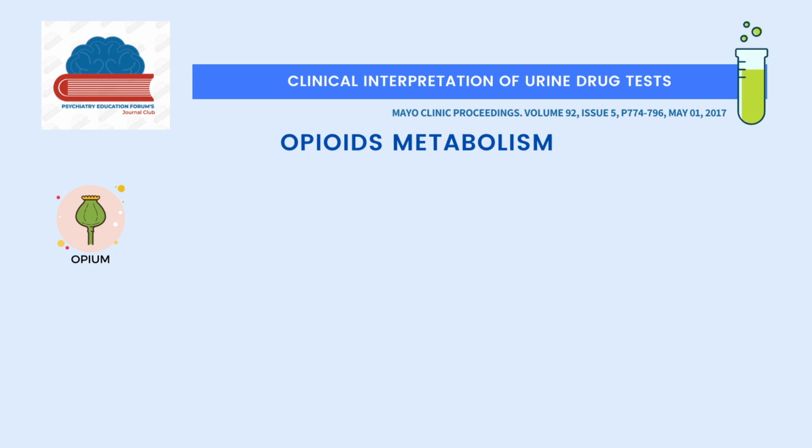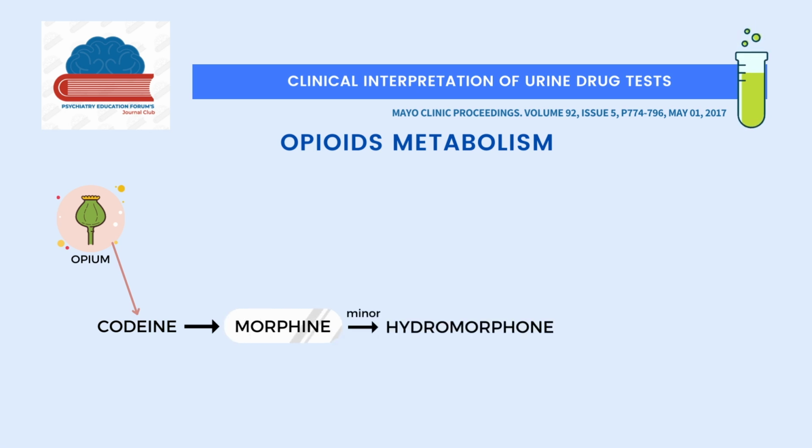So we know that opium produces codeine, which gets converted into many forms. One of them is morphine. And morphine has many metabolites. One of the minor pathways is to hydromorphone, but opium can also cause the formation of morphine. So stay mindful of that.